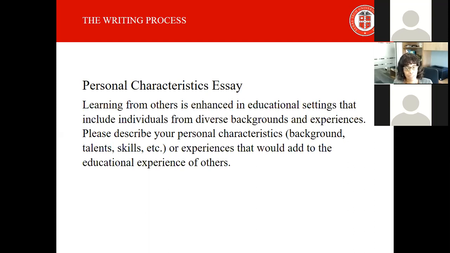So let's look at the first sentence. Learning from others is enhanced in educational settings that include individuals from diverse backgrounds and experiences. Okay, what's going on in that first sentence? What's the idea behind that first sentence? Why do you think, and we're going back to purpose here, why do you think the committee included that first sentence?